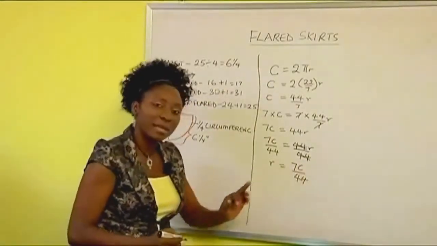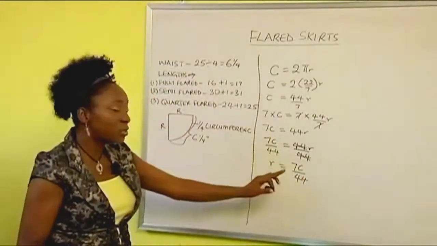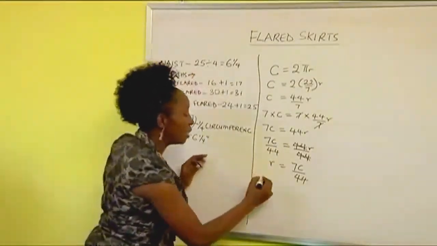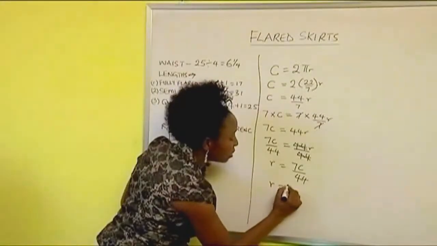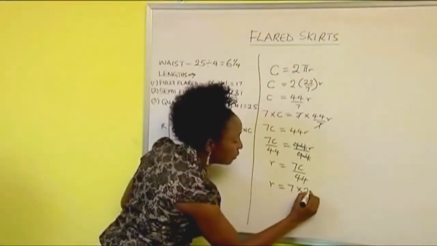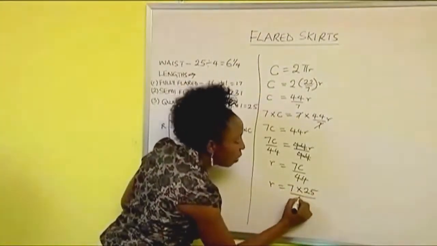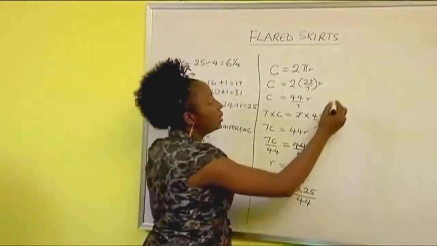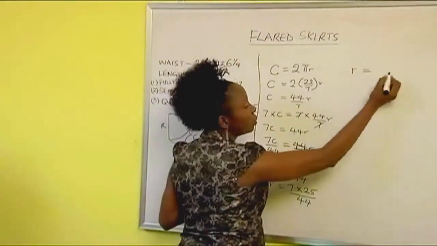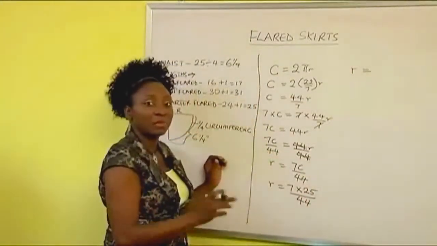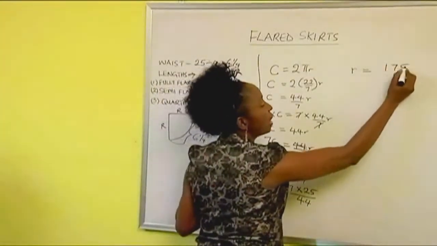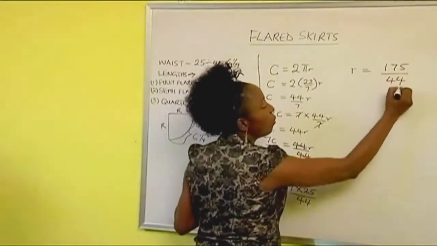Now, once we've done this, we already know that this is r. So now I know my C. All I have to do is substitute C with my measurement, which is 25 inches. So that will give me r equals 7 times 25 divided by 44. If we calculate 7 times 25, you get 175. You get 175 divided by 44.